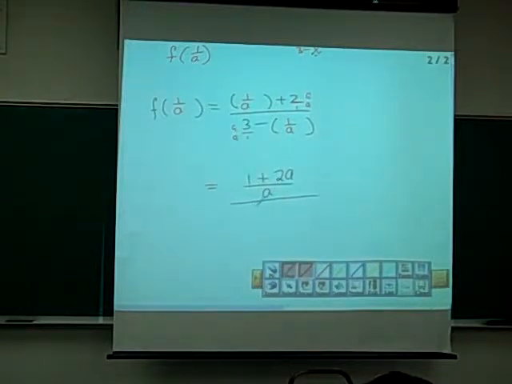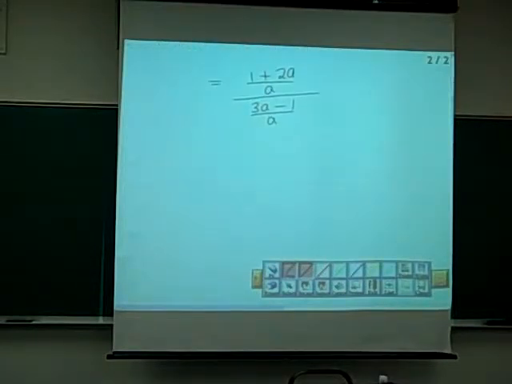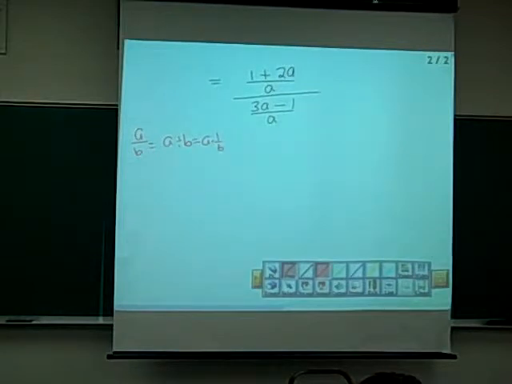Now for the denominator, what are we going to have? 3a minus 1 all over a. But we can't leave it that way. We've got to simplify it, right? So it goes back to a over b equals a divided by b equals a times the reciprocal of b, right? So here we've got 1 plus 2a over a times a over 3a minus 1, right?